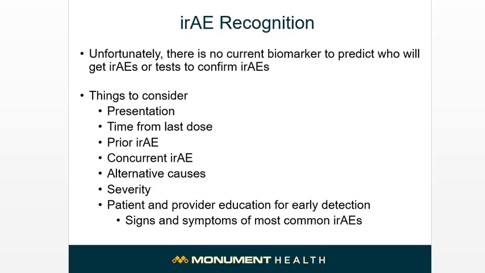For irAE recognition, unfortunately, there is no current biomarker to predict who will develop an irAE, and there's no test to really confirm that it is, in fact, an irAE. Things to consider for recognition would be how the patient presents, the time from the last dose, if they've had a prior irAE, if there are any alternative causes, and the severity. The most important thing for recognition is patient and provider education for early detection, so making sure patients know what signs and symptoms of the most common irAEs to look out for.